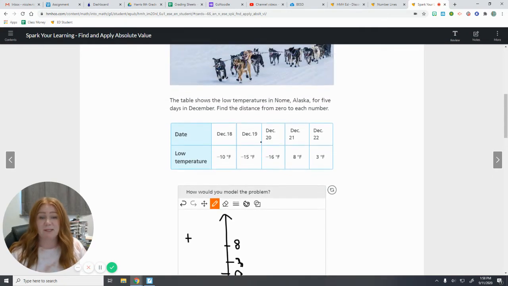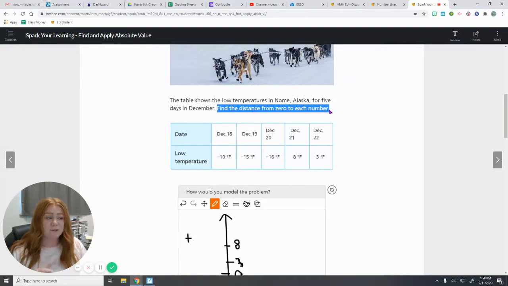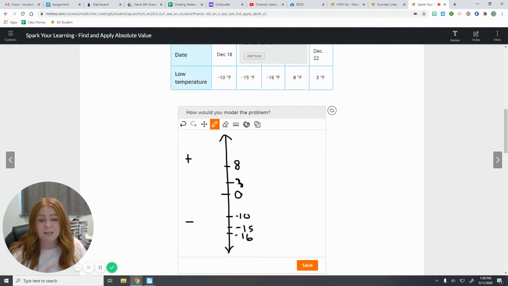the problem is asking me to do. So I need to find the distance from 0 to each number. And when we're talking about distances, we're always going to write those as positive numbers. So we're saying it's just how far away, whether it's positive or negative, it takes this many units to get to 0. So if I need to go from 0 to 8, I know that's going to take 8 units. If I need to go from 0 to 3, I'm going to count 3 units.